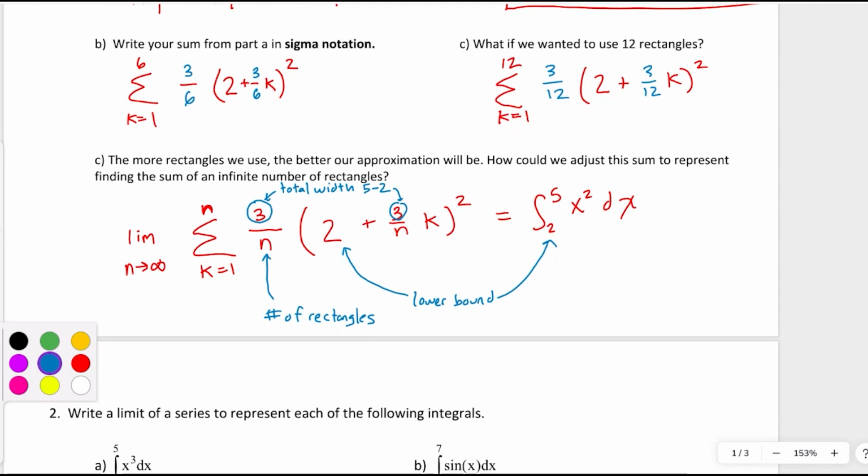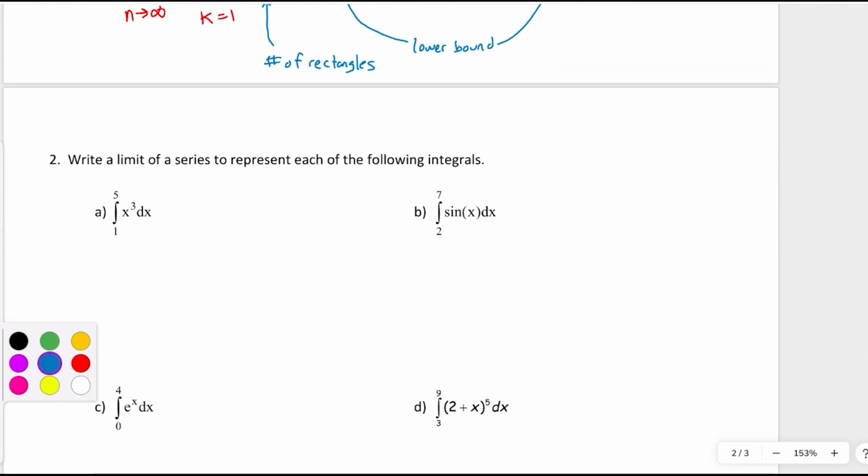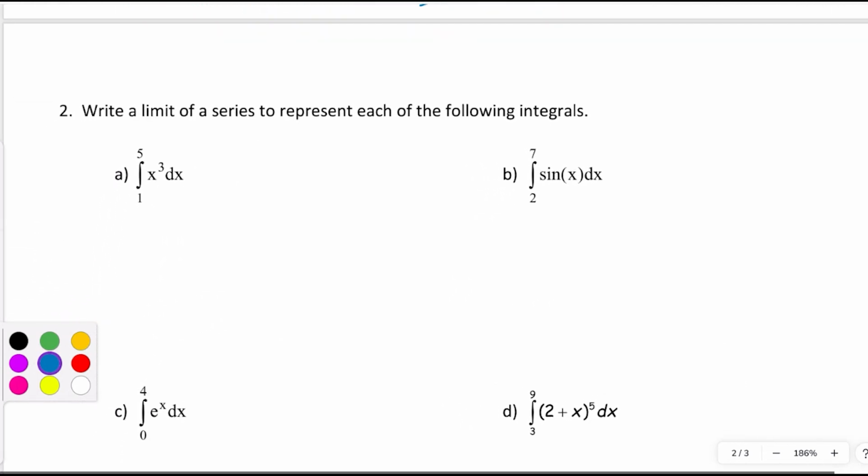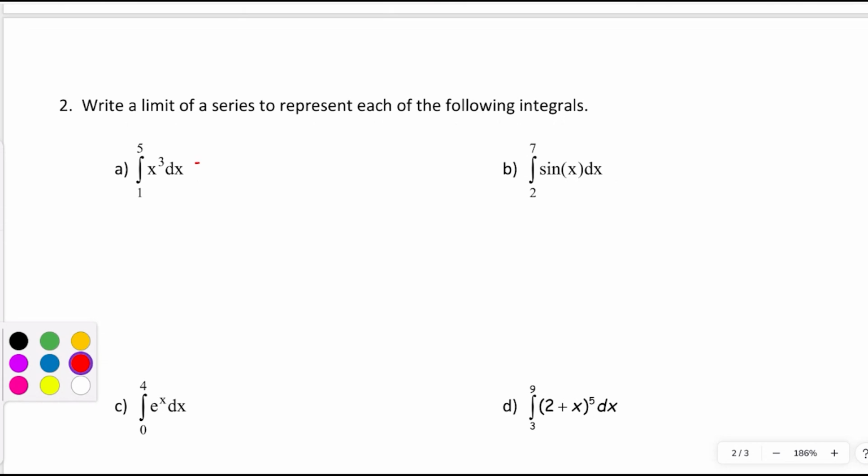Okay, let's see. We're going to try to write a limit of a series to represent each one of these integrals. So let's try the integral of x cubed from 1 to 5. This is going to equal the limit as n approaches infinity of the sum from k equals 1 to n. They're all going to start like that, because in each of these cases, you're trying to have infinite subintervals, infinitely many rectangles.